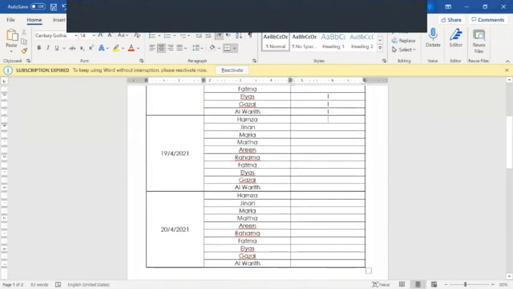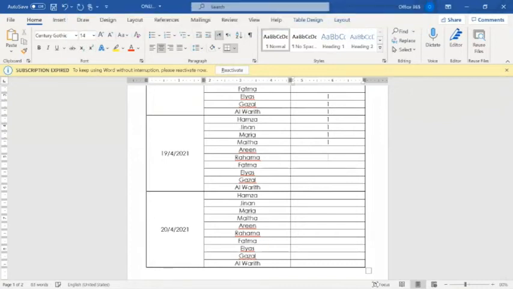So Hamza got one answer, Janan correct. Teacher, yesterday you did for me. Maisa, yesterday correct, you did for me. Areen, I think Areen left. Rahama correct. Rahama is wrong. Teacher, yesterday you gave me a point. Yeah, Fatima 1. Ilyas, I didn't see your answer. Gazal 1, Alwarith 1, okay?